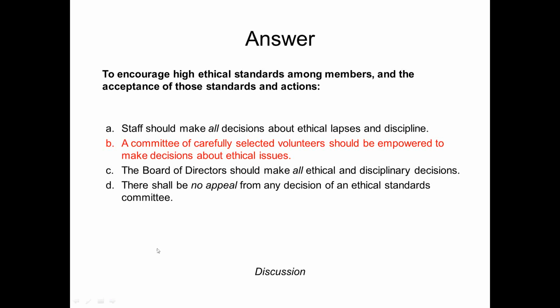I can see, because the board of directors makes the ethical and disciplinary decisions, that it makes no sense to me to empower other people who are not on the board to do that. But you're right, that is concerning.